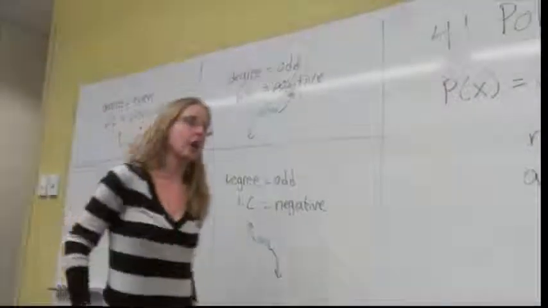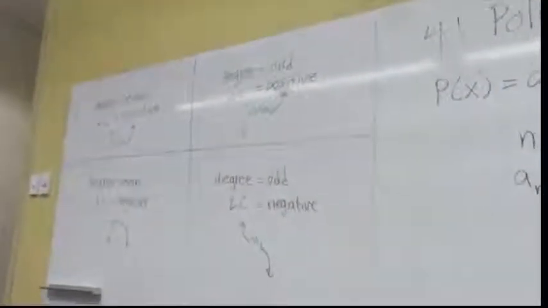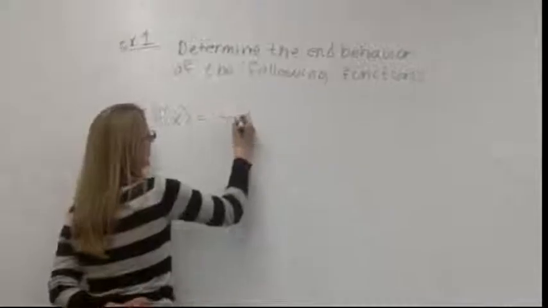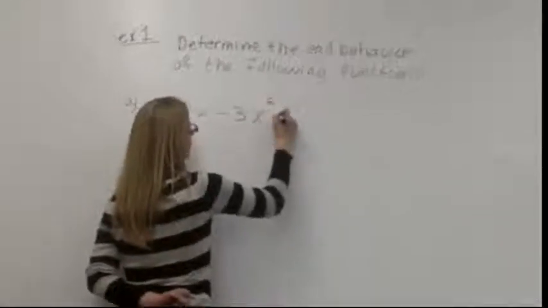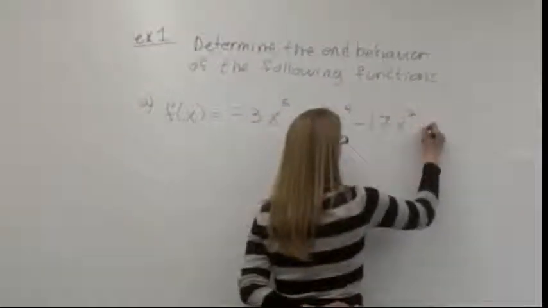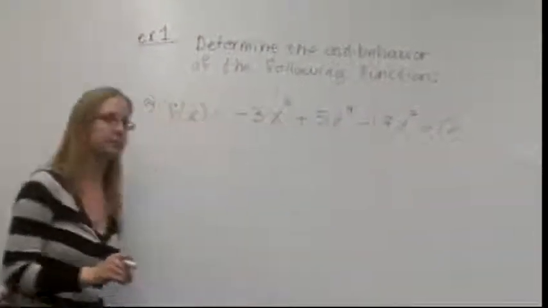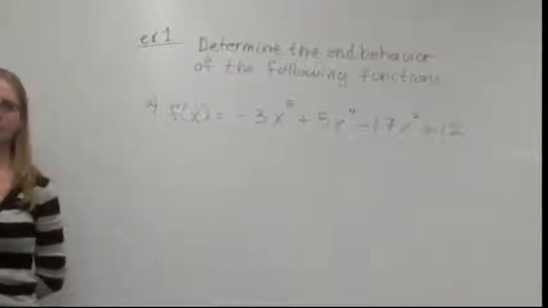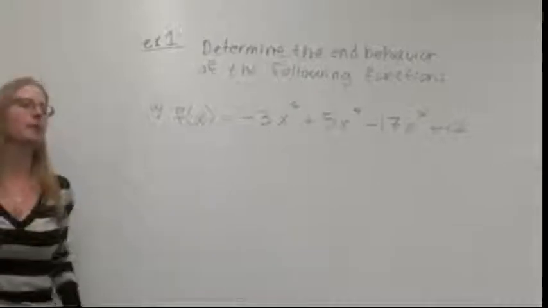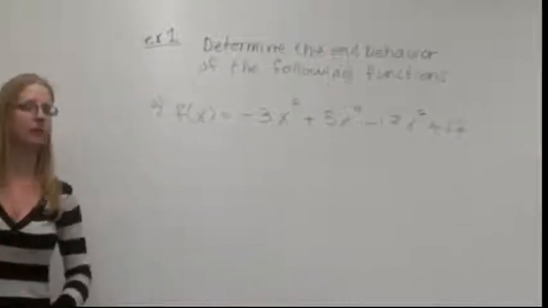So our job is to decide what the end behavior is of a bunch of different functions. I'm going to call this f of x equals negative 3x to the 5th plus 5x to the 4th minus 17x squared plus 12. Jump right into the good stuff. First of all, we've got to make sure we remember what a polynomial function is.